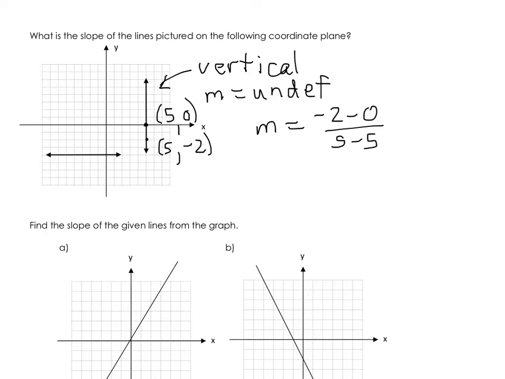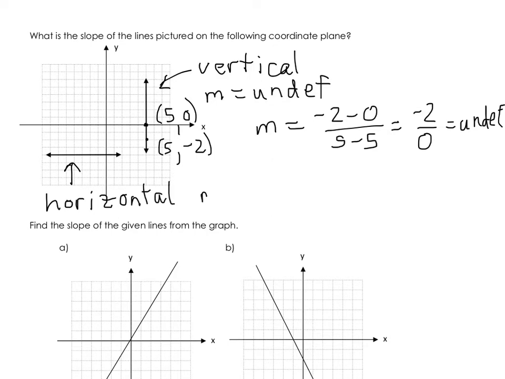Notice that our x values are equal. That gives us division by 0, and that is undefined. That's why a vertical line has undefined slope. Horizontal line, we said that for a horizontal line, the slope is 0.